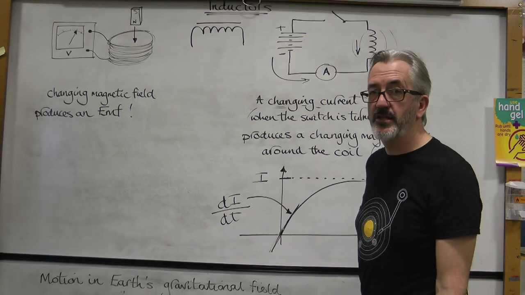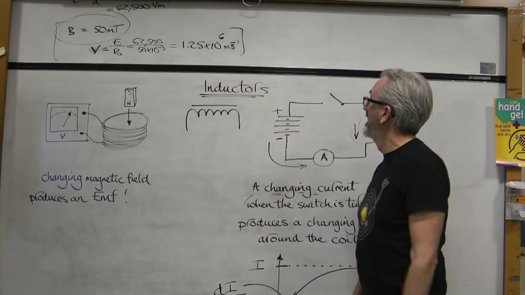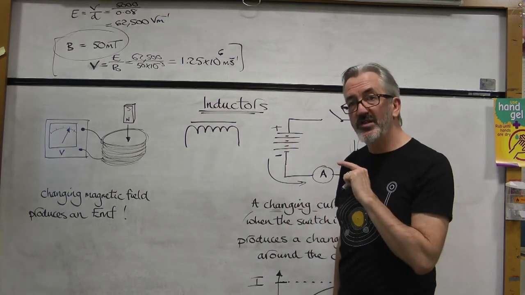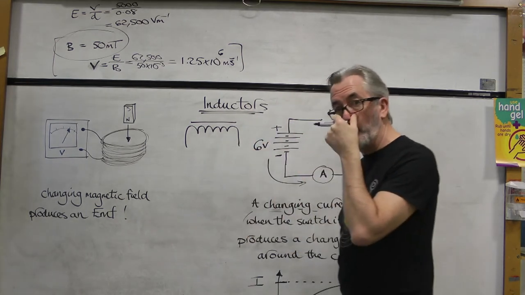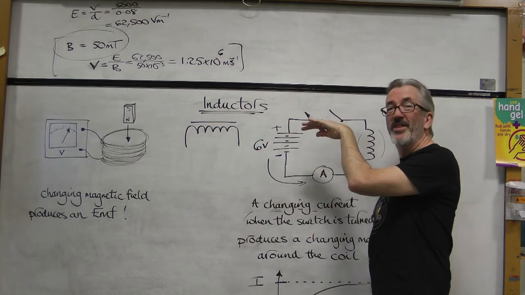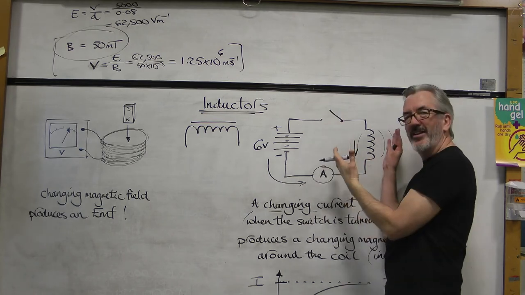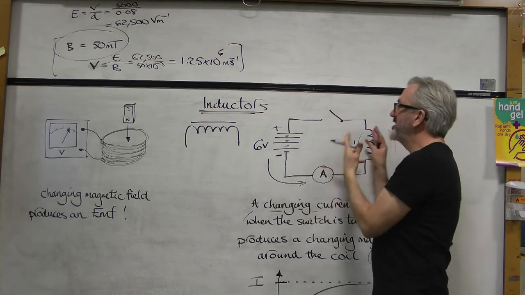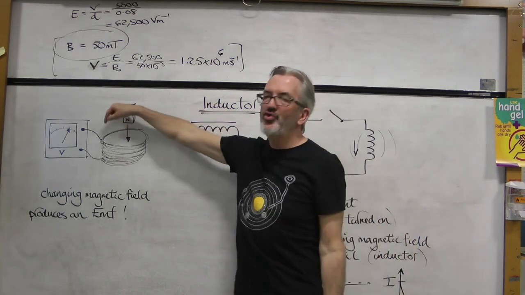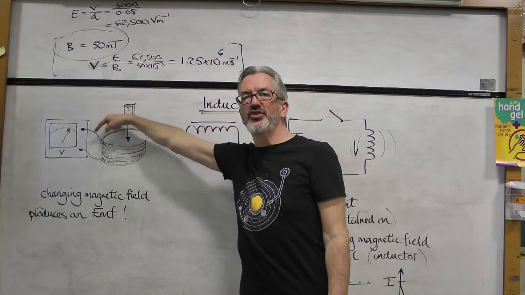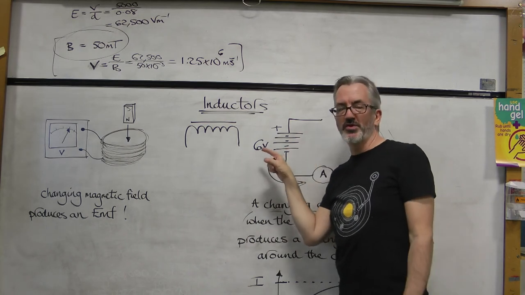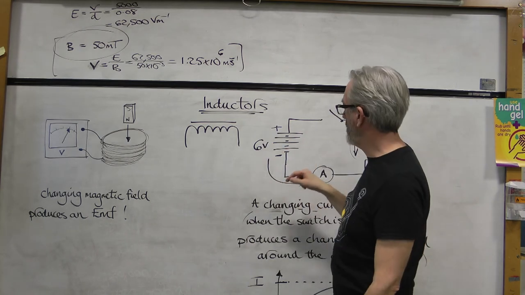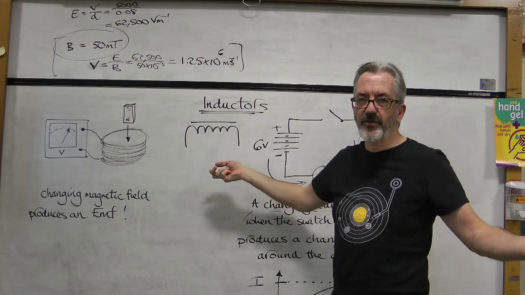And here's the last thing. That might only be a very small voltage. That might only be a 6-volt battery or whatever. When you open that switch, that magnetic field will collapse instantly. And therefore, you get a huge induced EMF, and that huge induced EMF can be much, much, much bigger than 6 volts. It can be hundreds of volts.